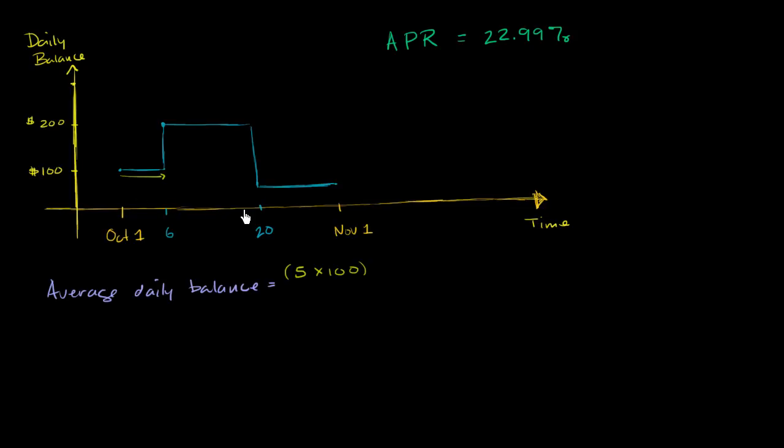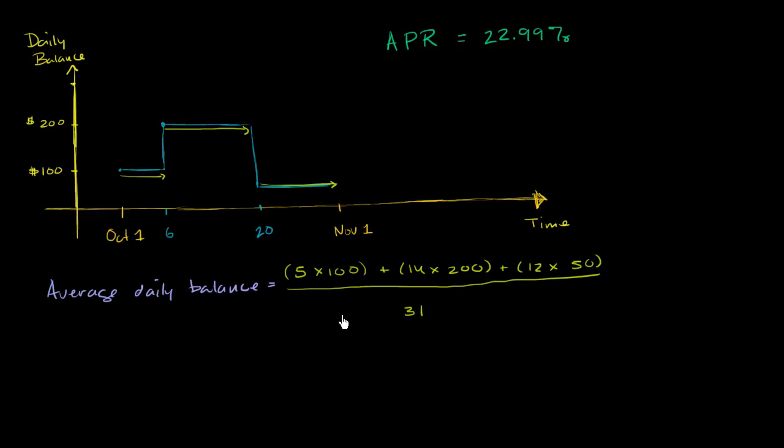Then we go from the 6th to the 20th. That is 14 days when we have a balance of $200, so plus 14 times $200. And finally, going from the 20th to the 1st, you could almost view the 1st as the 32nd, this would be 12 days where we have a balance of $50. And we're going to divide this by the total number of days of our billing cycle. In October, we had 31 days. This would be a different number if we were going from the 1st of February to the 1st of March.